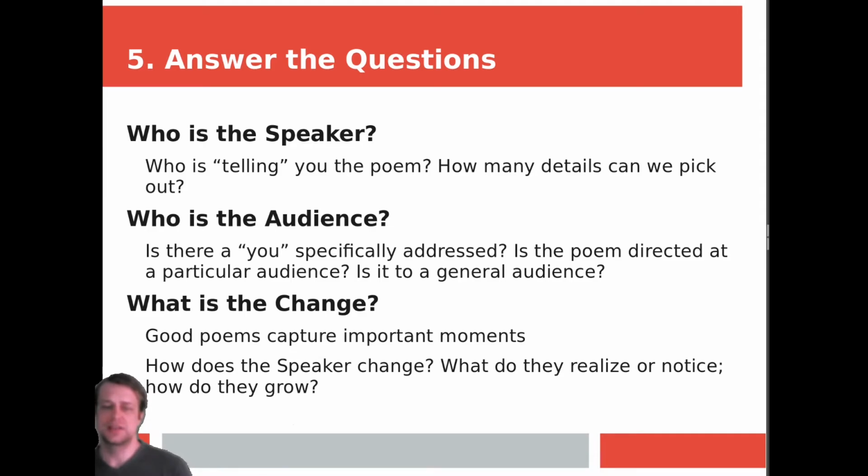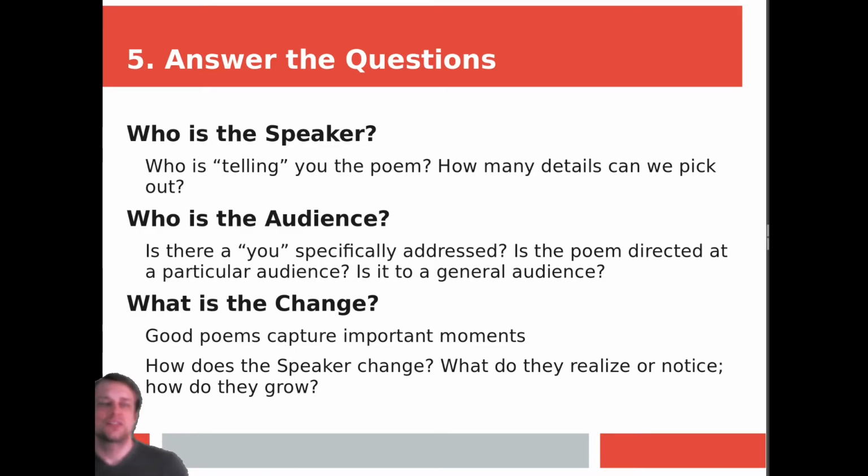The details can be as specific as "this is a 39-year-old English teacher," or it can be as general as "this is a kid," something like that. But any details that you can pick out are going to help you understand the poem a little more, understand the perspective of the speaker.